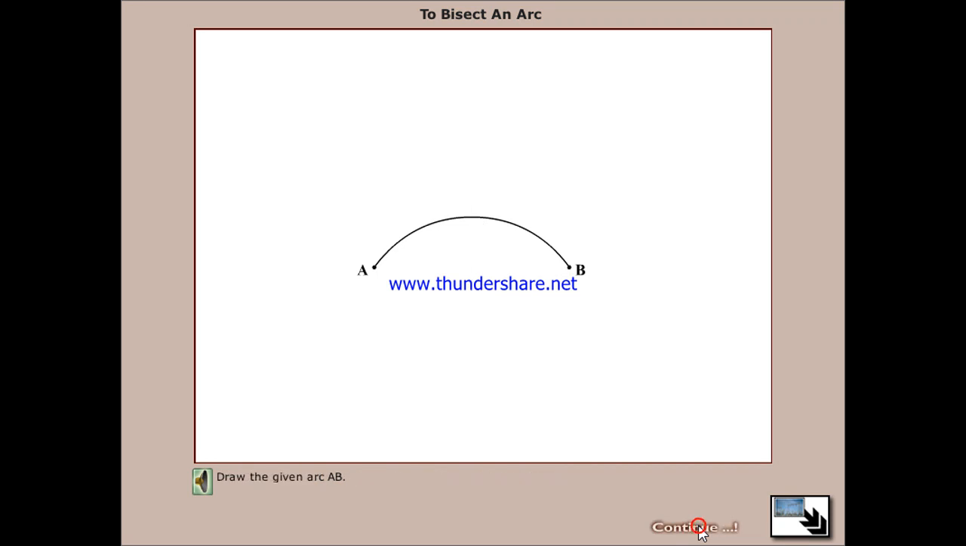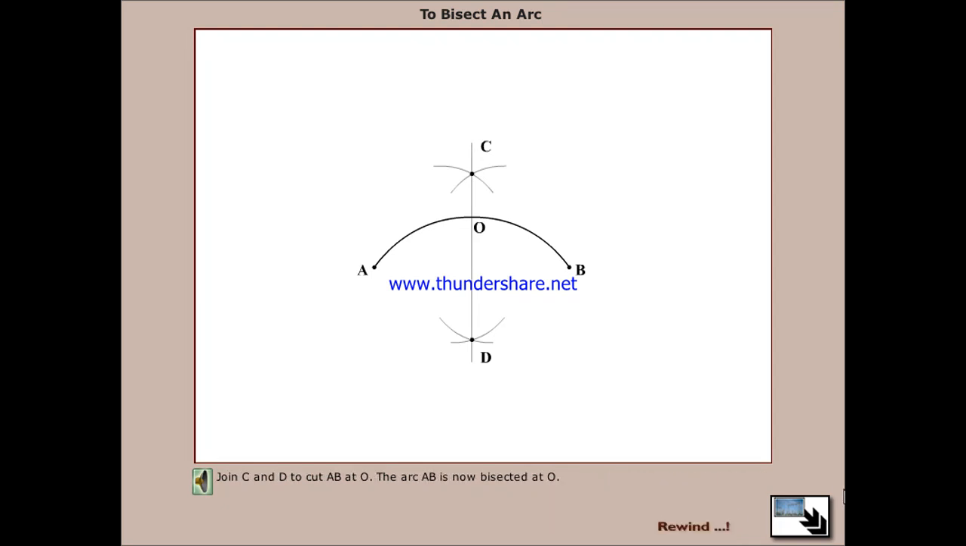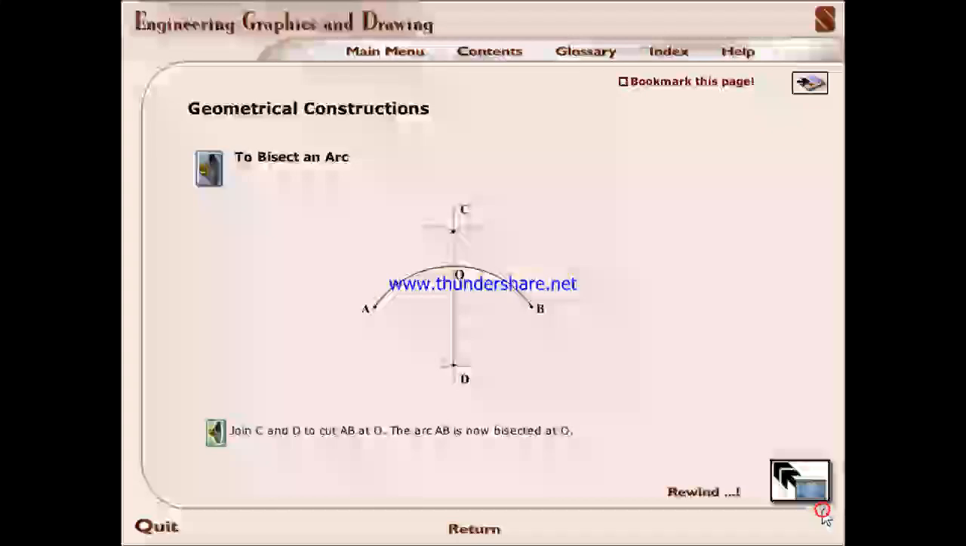Once again, draw the given arc AB. With A as center and radius greater than half AB, draw arcs on both sides of AB. Similarly, with B as center and the same radius, draw arcs to intersect the previous arcs at C and D. Join C and D to cut AB at O. The arc AB is now bisected at O.